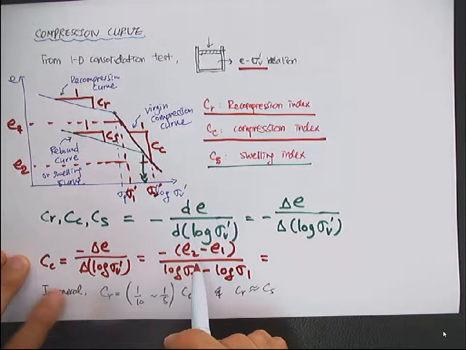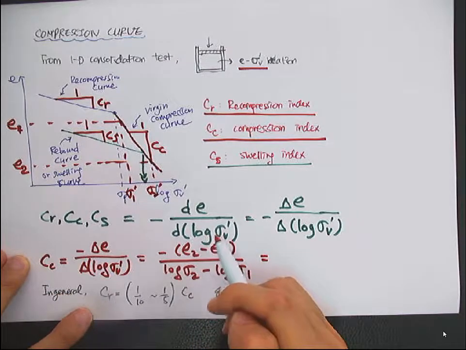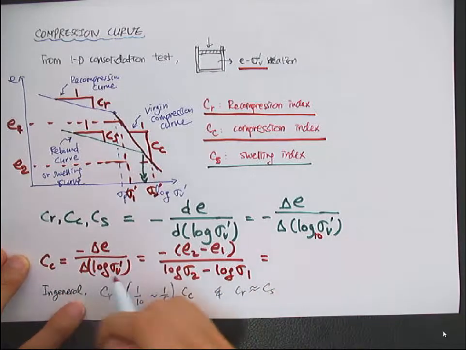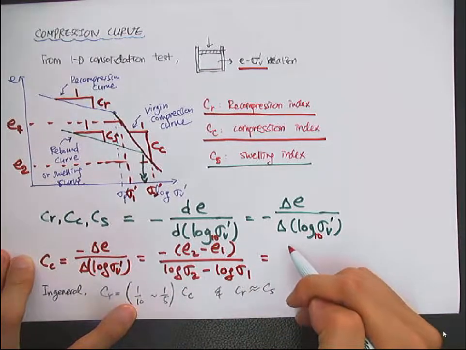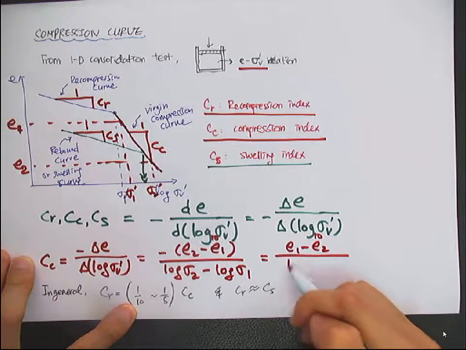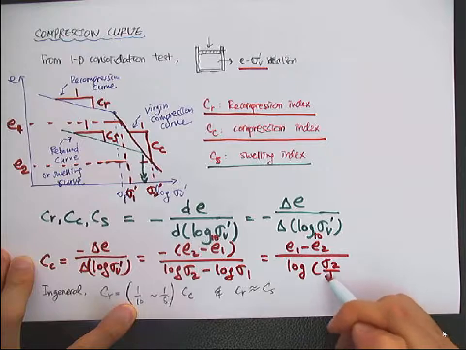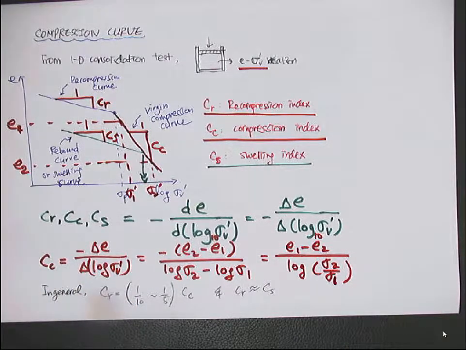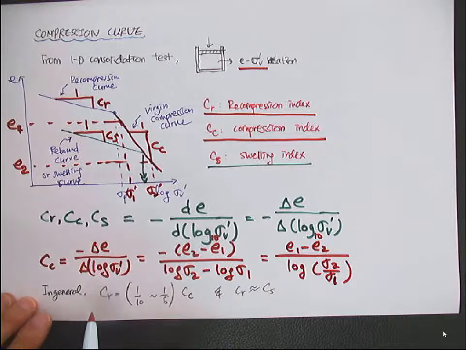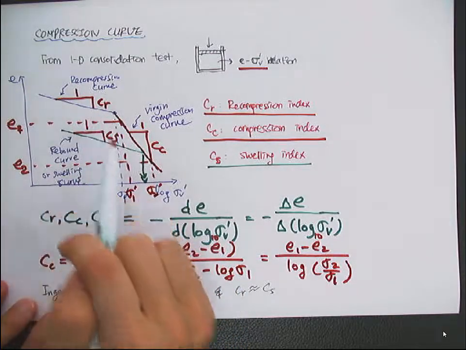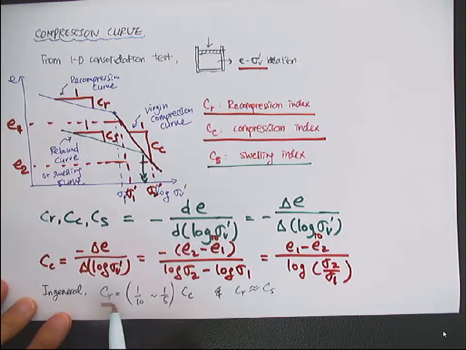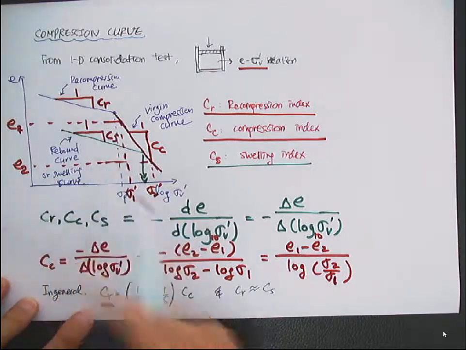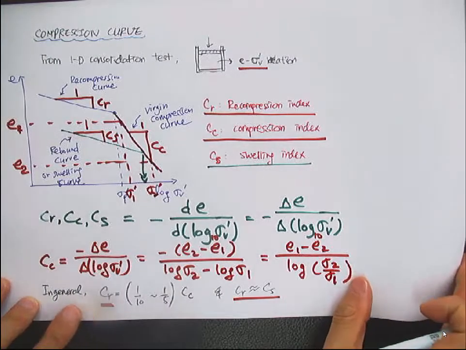Just note that this logarithmic function is base 10. So then the equation becomes, in general, as you can see, the recompression index is much smaller than the compression index. So a fifth or a tenth of the compression index is the range of the recompression index. And the recompression index is quite similar to the swelling index, CR and CS.